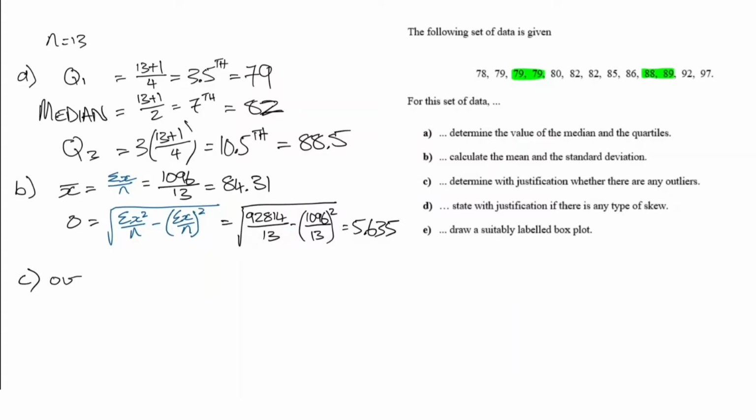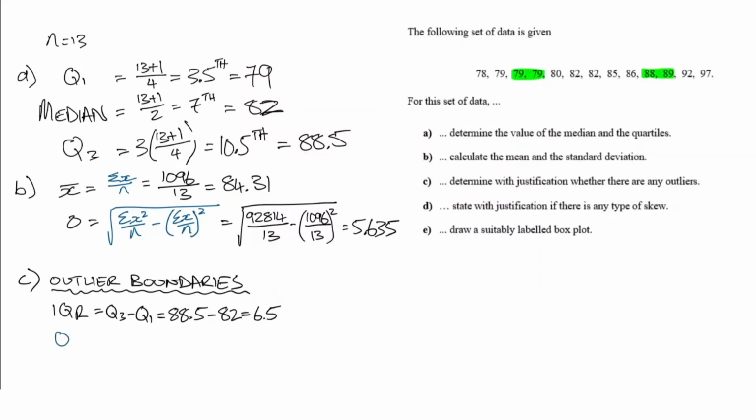Part C asks us to determine if there are any outliers. So I'm going to go ahead and calculate the outlier boundaries, and then I'm going to check the smallest and the largest value, just to see whether or not they're inside or outside the boundaries. Interquartile range is Q3 minus Q1. So the interquartile range in this case is 6.5.